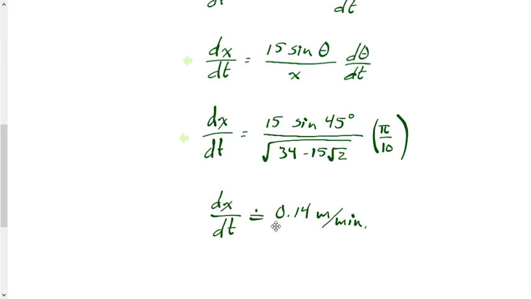Now, where do the units come from? Well, let's think about it here for a moment.